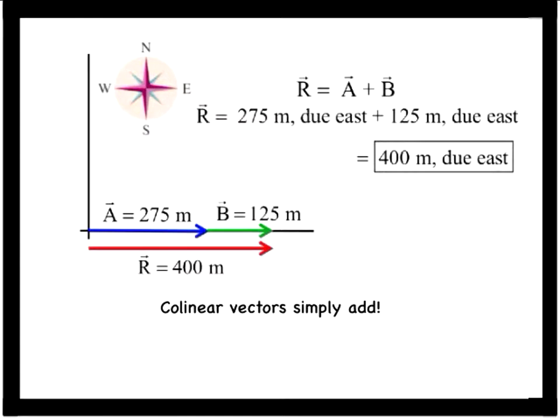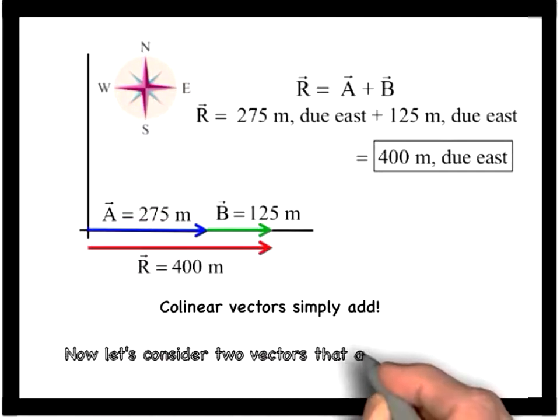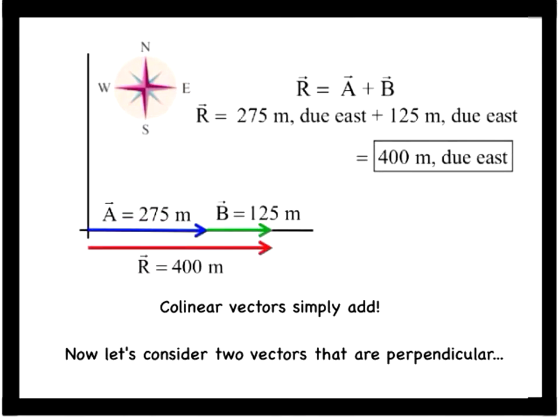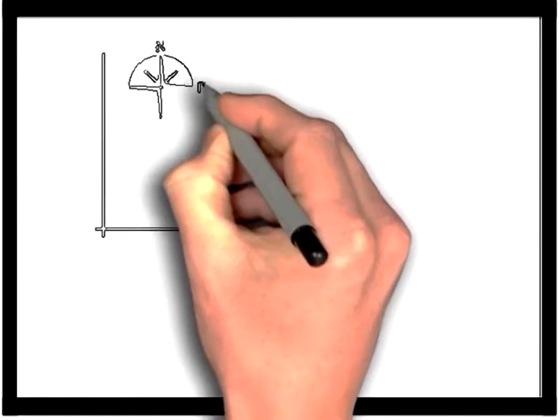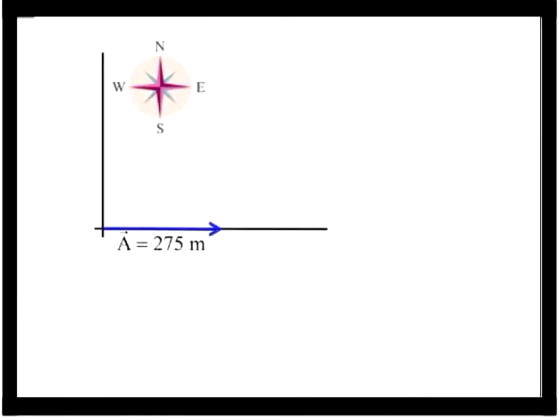However, we will encounter many cases where we have to add vectors together that are not collinear. Let's look at another example that occurs quite frequently. This is the case where we wish to add two vectors that are perpendicular to each other. For example, let's say a car first moves with a displacement vector A equals 275 meters due east. The car then turns left and moves with a displacement vector B, which equals 125 meters due north. We wish to find the vector sum of these two, which will give us the resultant displacement vector.